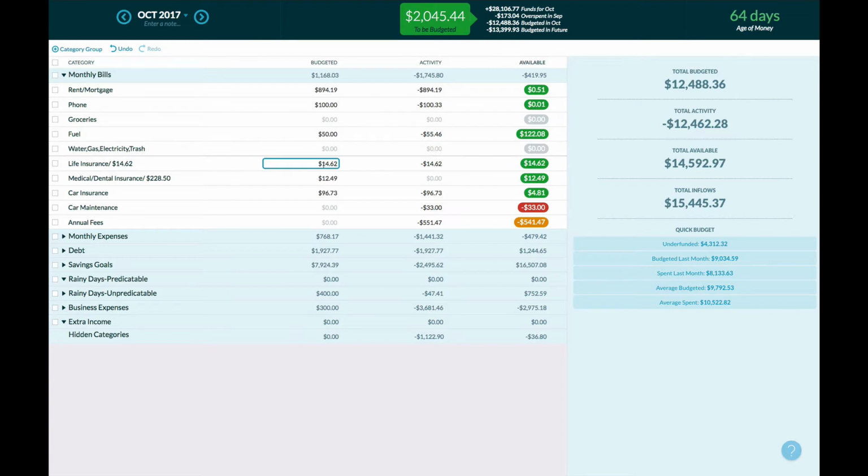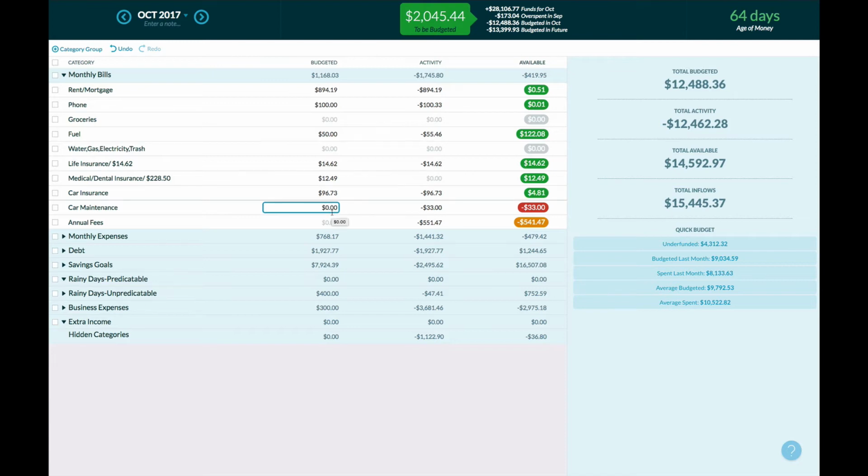Life insurance, that is the same. Medical insurance, I paid ahead, so there was nothing there. I put some for dental as well, but I'd already paid. So $1,249 for next month there. Car insurance was $96.73. Little bit left over there from previous months where I over budgeted a little bit.